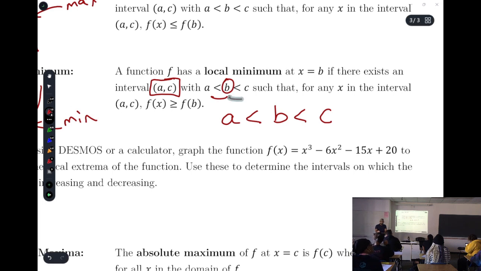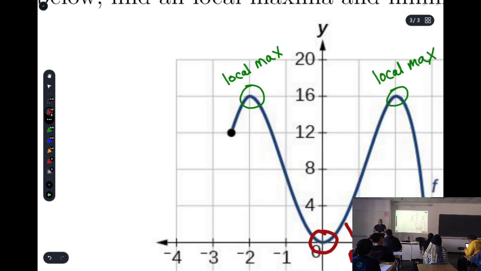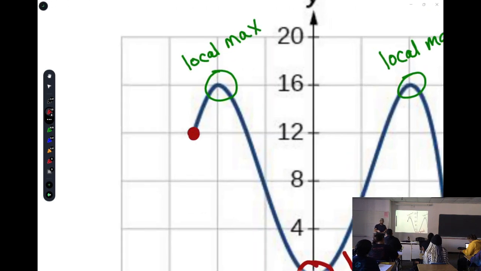B is in between A and C for it to exist. There has to be a point B in the middle, and that endpoint is not in the middle of anything. That endpoint is at the end, right? So that's kind of the math behind it. It actually has to have a point on either side for you to consider whether it's a local min or max.